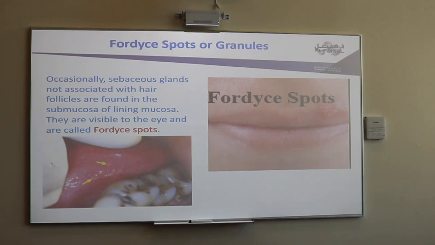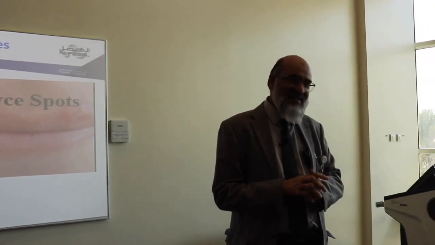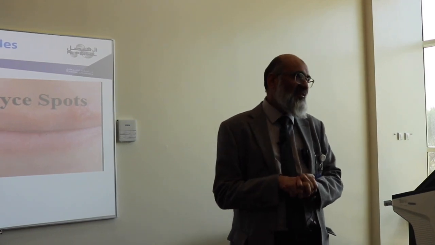Sebaceous glands. What are sebaceous glands? Oil glands. Are they associated with the hair follicles? They open into the hair. They keep the hair moist and lubricated. Am I right? The knowledge is, sometimes you have sebaceous glands present without associating with the hair follicles.